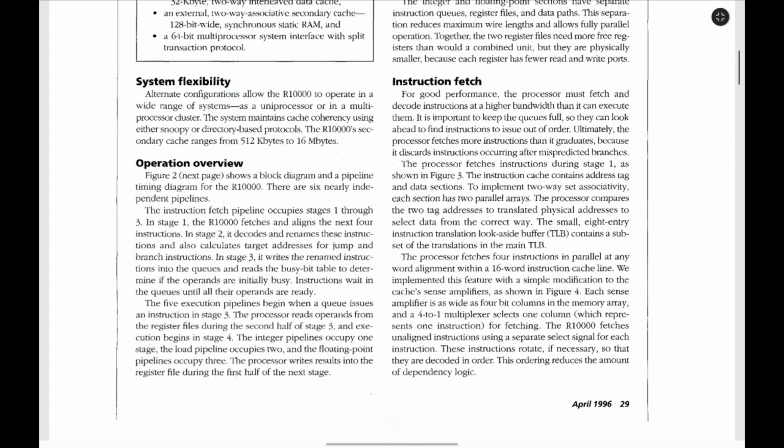System flexibility. Alternate configurations allow the R10000 to operate in a wide range of systems, as a uniprocessor or in a multiprocessor cluster. The system maintains cache coherency using either snoopy or directory-based protocols. The R10000's secondary cache ranges from 512 kilobytes to 16 megabytes.